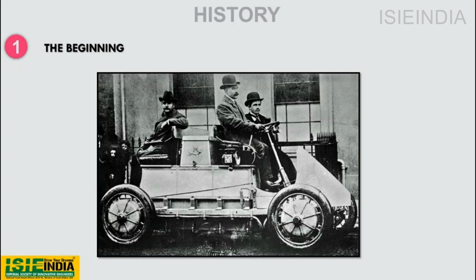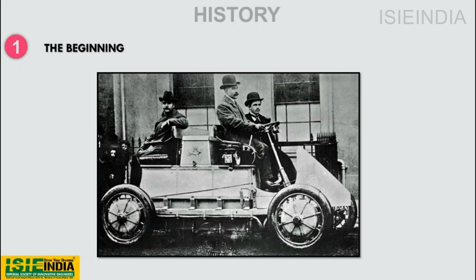The first hybrid car was built in the year 1899 by engineer Ferdinand Porsche, which was called the Lohner-Porsche Mixte, which used a gasoline engine to supply power to an electric motor that drove the car's front wheels. As you can see, it is a front wheel drive car.